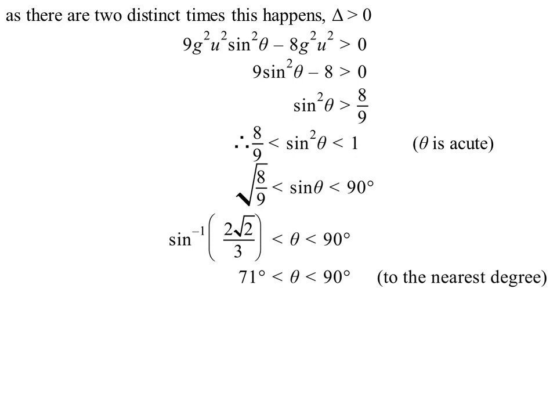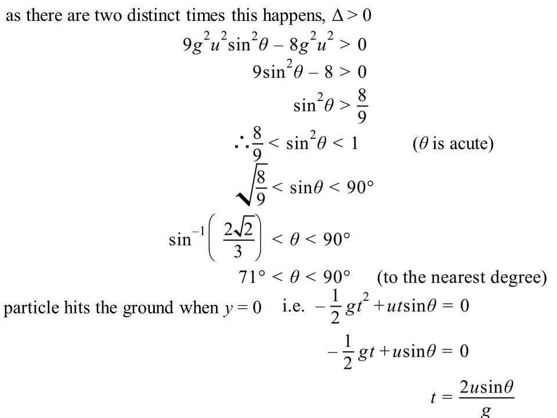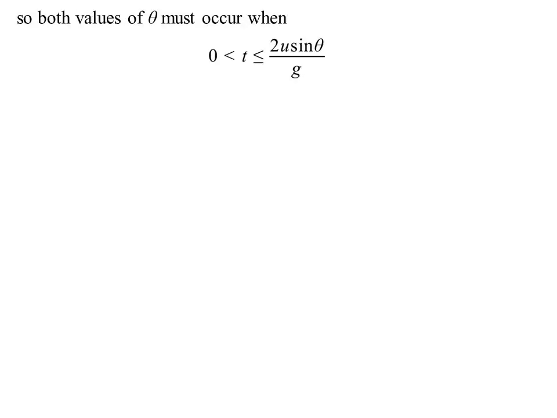Okay, but going back to our question, we have to justify that it happens during the time of flight. So what is the time of flight? Well, it hits the ground when y equals 0. Okay, back to this equation then, our y equation, and we can get an expression for the time when it hits the ground: 2u sine theta on g. So both values of theta have to occur when t is in between 0 and 2u sine theta on g. Got to happen during the time of flight.